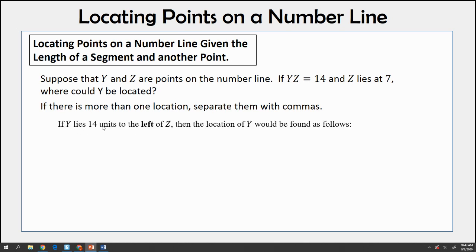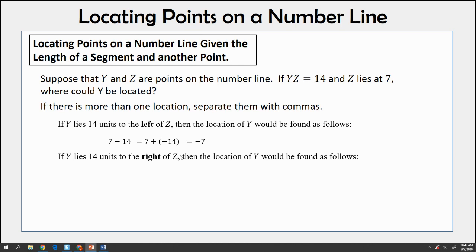So if y is going to be 14 units to the left of z, then y would be found as follows. I would take the 7, which is my beginning point, and subtract 14. That would move it 14 units to the left. 7 minus 14 is 7 plus negative 14. That's negative 7. So y could be located at negative 7. If y was 14 units to the right of z, then y would be found by adding 14 to 7, my beginning point, and that's 21. So as you can see, if I want to move from a point to the left, I'm going to subtract the quantity. And if I want to move from the point to the right, I'm going to add the quantity.